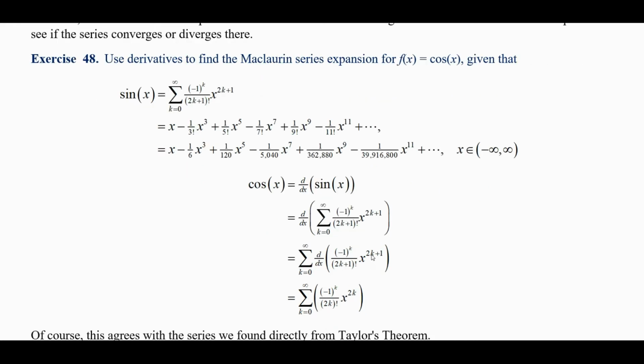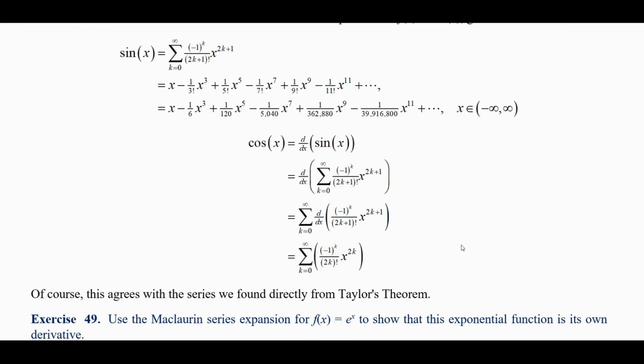And then what we do is we take the 2k plus 1 times this, which cancels the 2k plus 1 out of the factorial, leaving 2k factorial. The negative 1 to the k is still there. And the power goes down 1. 2k plus 1 minus 1 is just 2k. And so we get that. And that's exactly, of course, what we got when we used Taylor's theorem directly to find the series for cosine of x. Perhaps this would have been easier working out this way, given that we already had the series for sine x, we could find the derivative.